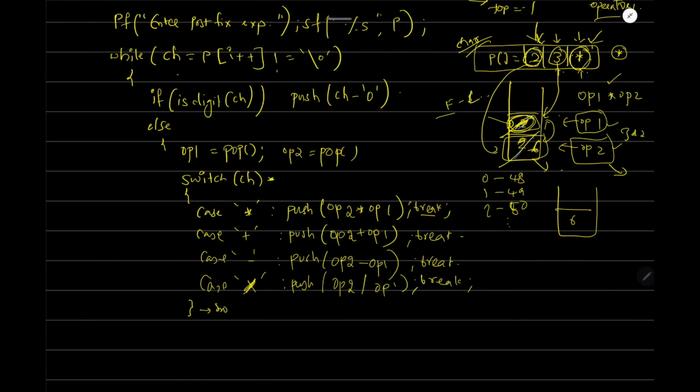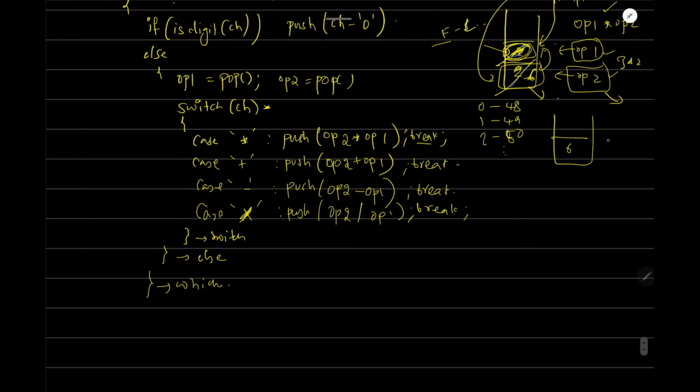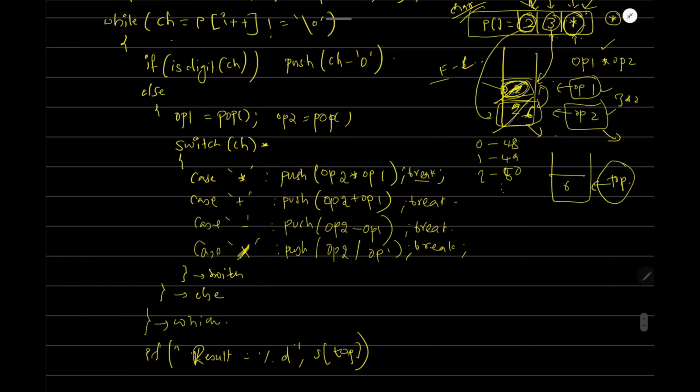So the switch has been closed, and also the else, and for the while loop we are closing the parenthesis. After doing all these operations, currently the top will be here, right? So we need to print. So result is equal to percentage d, s of top. The final output after evaluating the postfix expression will be present in the top. Here also the same thing, right? After 3 and 2, the 6 is the final output.